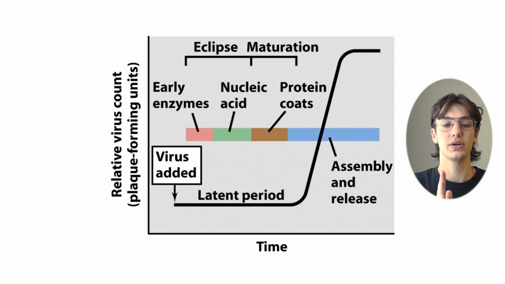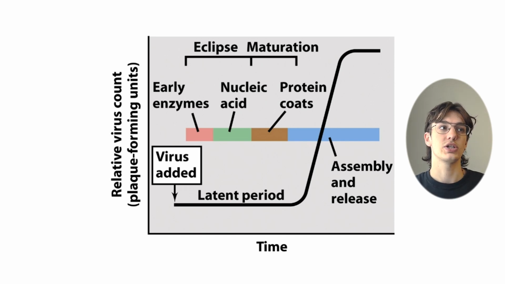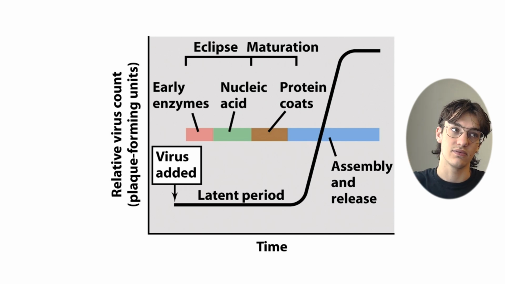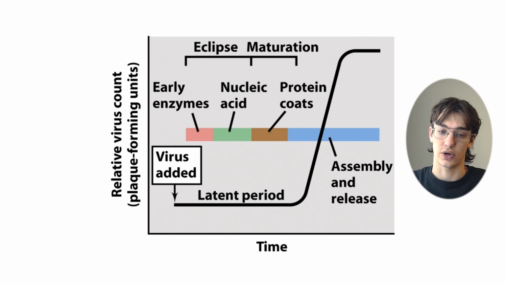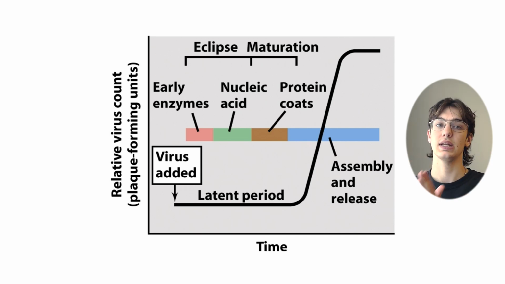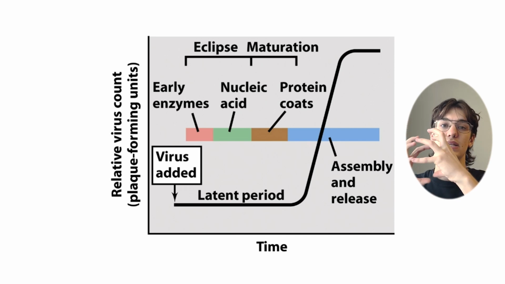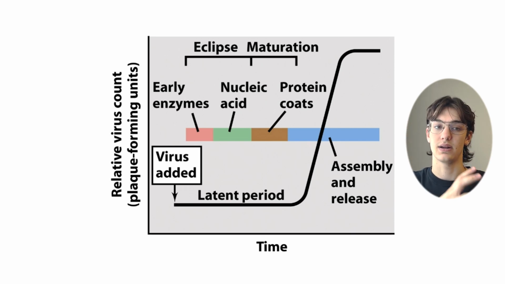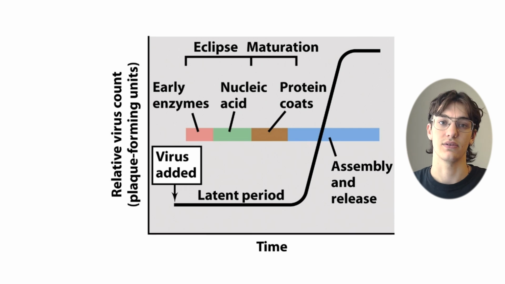In the eclipse period, you're going to have your formation of new early enzymes. So these are the enzymes in your virus that are necessary for the genetic information to actually get through. Those are going to be the ones that are produced first. Then you're also going to get your new nucleic acid production. So your DNA is going to replicate so that these new virions that are leaving will have DNA with them to go ahead and move on to the next cell and also infect those cells.